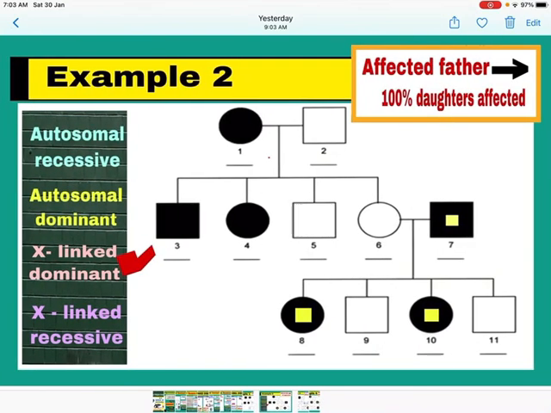Come to example number 2. Check the pedigree and try to find the clue. First, see out of 4 affected children, 3, 4, 8 and 10, 3 are daughters and 1 is son. It is one of the important clue. Now also see, affected father number 7 is having 100% of his daughters affected. See number 8 and number 10, both are daughters and both are affected. So it is clear clue for X-linked dominant disorder. Rule number 1 is this. So answer is X-linked dominant.